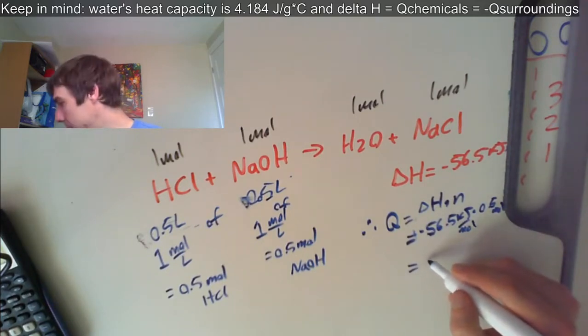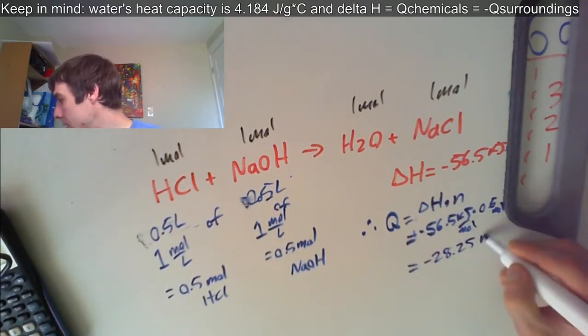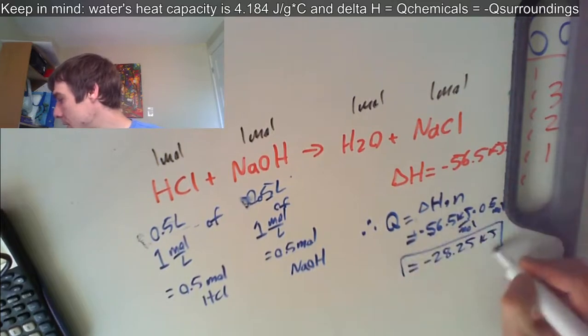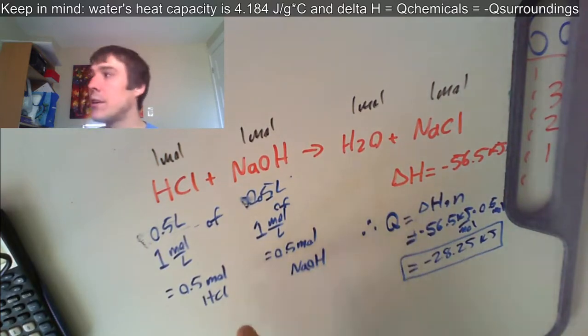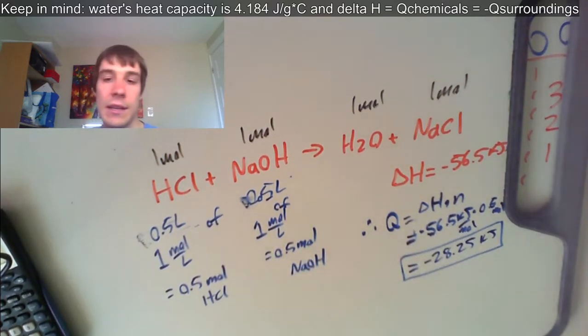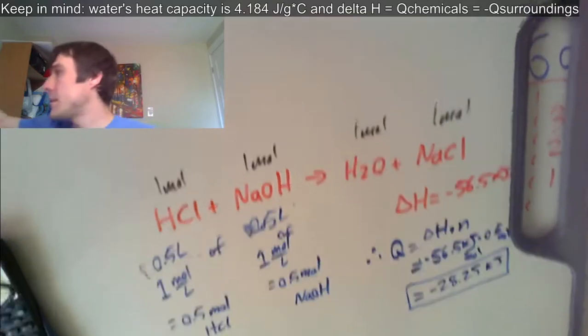which would be what, 28.25 kilojoules of energy? We are releasing 28.25 kilojoules of energy with our known amounts. That's how much energy we're going to release here. So we have that.